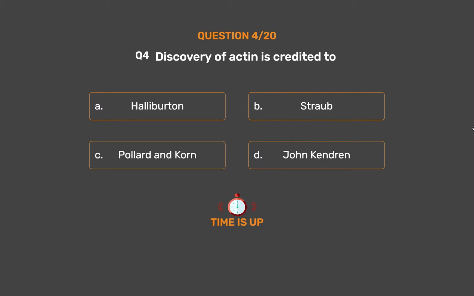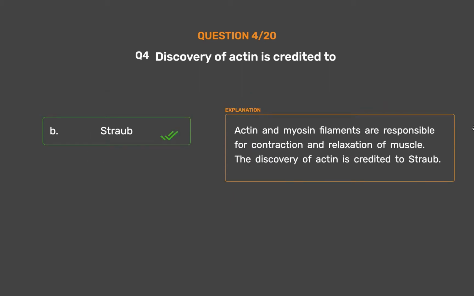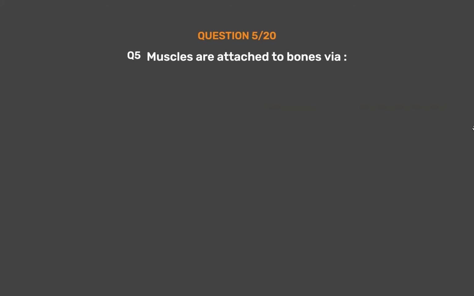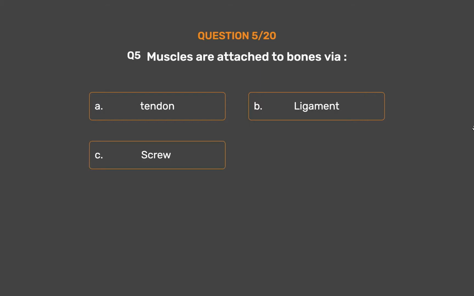The correct answer is Option B. Straub. Actin and myosin filaments are responsible for contraction and relaxation of muscle. The discovery of actin is credited to Straub. Question number 5. Muscles are attached to bones via Option A. Tendon. Option B. Ligament. Option C. Screw. Option D. Joints.